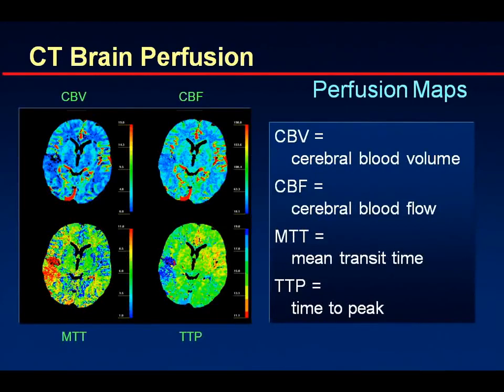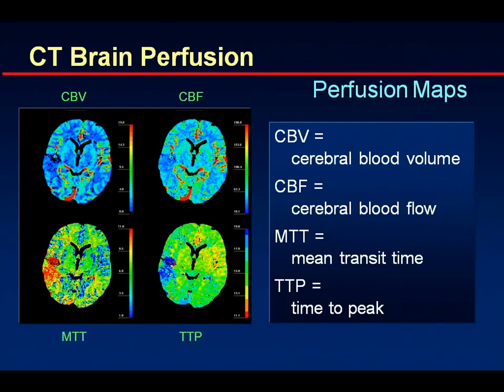What you get then is perfusion maps. And they will show you the cerebral blood volume, CBV, blood flow, CBF, mean transit time, MTT, and time to peak, TTP. These two look relatively similar, and they have a little bit the effect of a FLAIR image on MR. They will show you where something's wrong, but they won't tell you what it is.